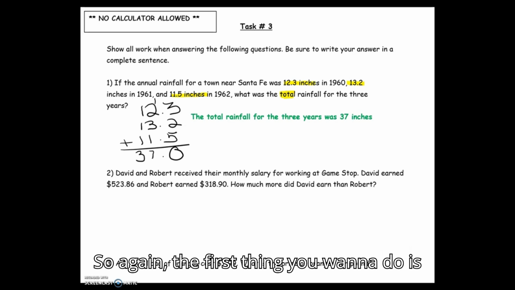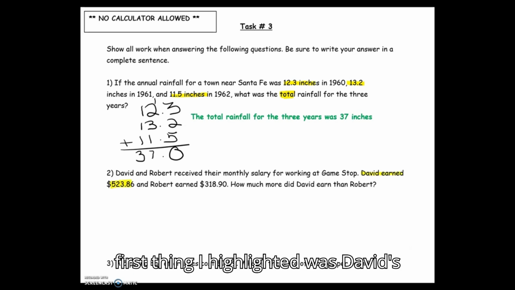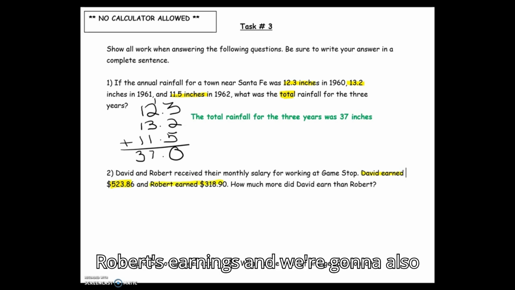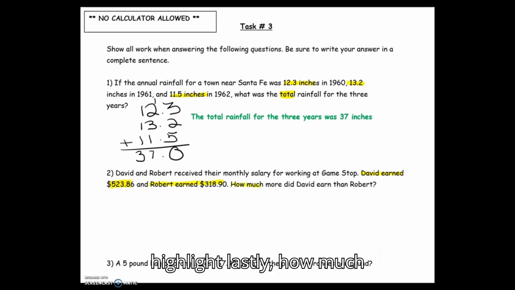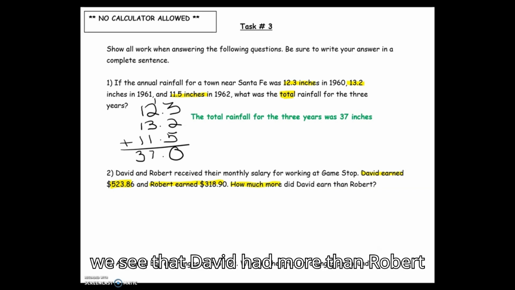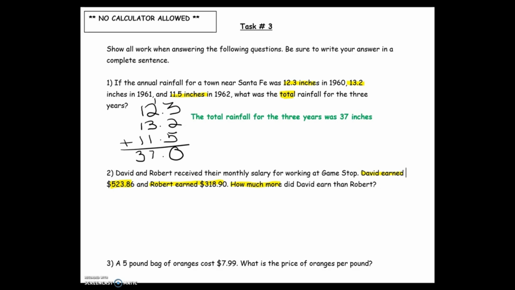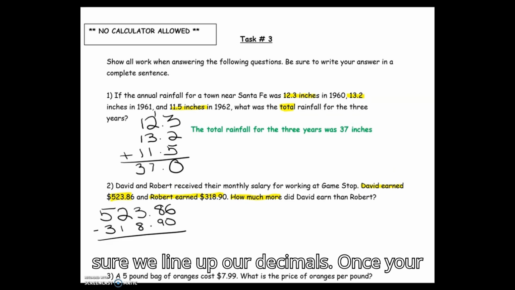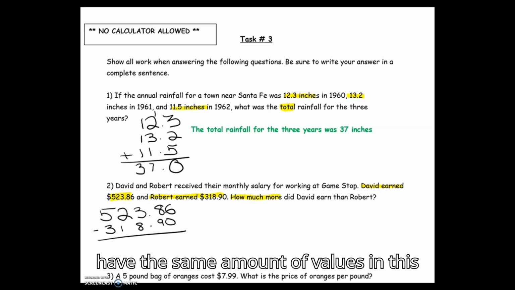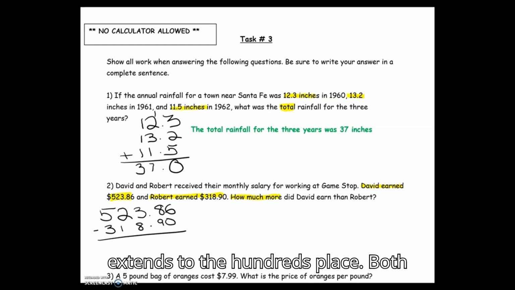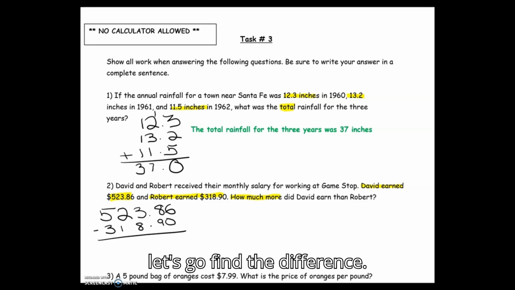So again, the first thing we want to do is highlight these important terms. The first thing I highlighted was David's earnings. We're also going to highlight Robert's earnings. And we're going to also highlight, lastly, how much more did David earn than Robert. So we see that David had more than Robert, and we just need to figure out exactly how much more. Okay? Let's do this. So when we find the difference between 2, again, we also want to make sure we line up our decimals. Once your decimals are lined up and we make sure we have the same amount of values, in this scenario, we're dealing with money, which extends to the hundredths place. Both numbers extend to the hundredth place. So let's go find the difference.